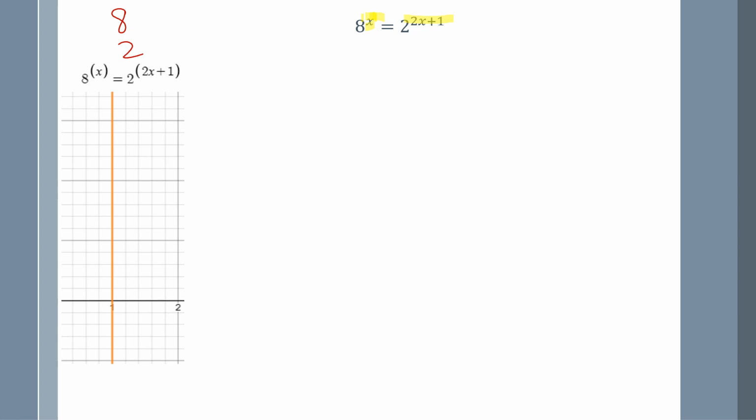And you do this by asking, 2 to what power gives me 8? All you have to do is just put it in the calculator. So 2 to the first power does not give me 8. 2 to the first power gives me 2. What about 2 squared? 2 squared gives me, not 8, it gives me 4. 2 cubed gives me 8. All right?